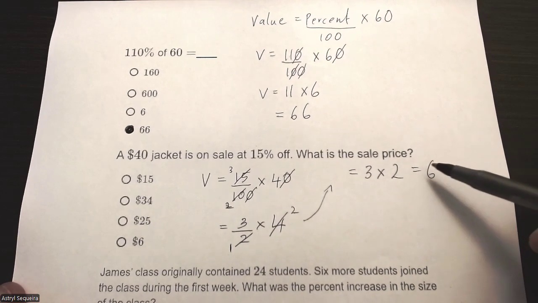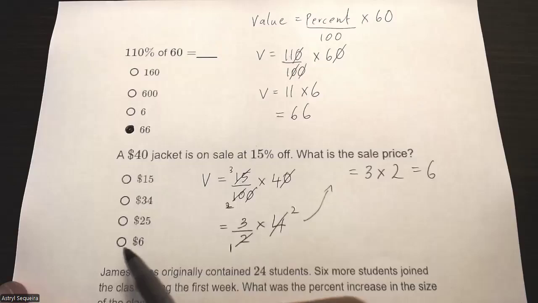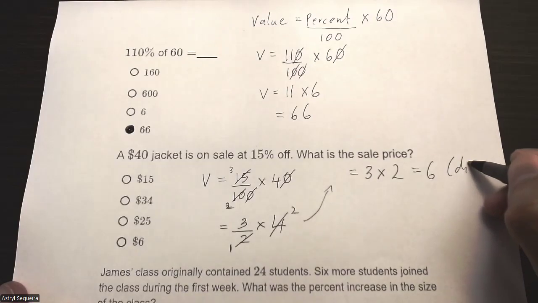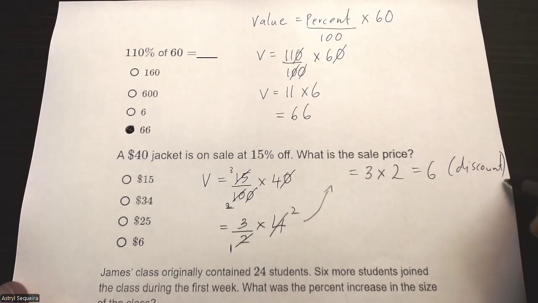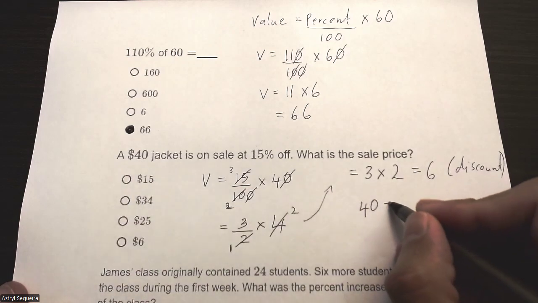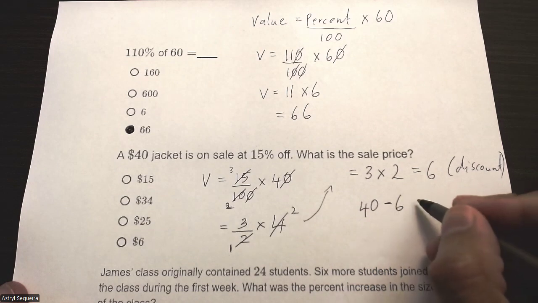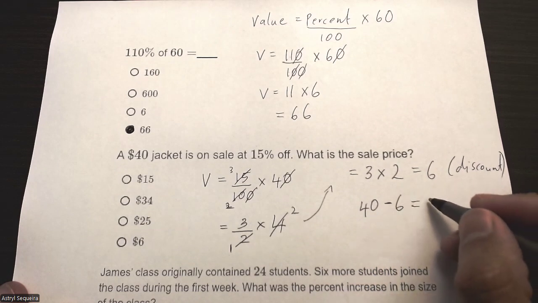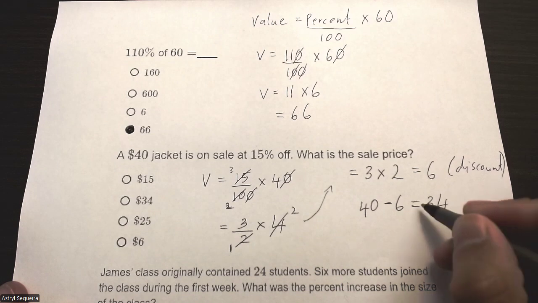Now be careful because this is not the right answer, even though it's an option there. This is the discount. So the original price was $40. We have a discount of $6, which we're going to subtract, which means that the sale price is $34.